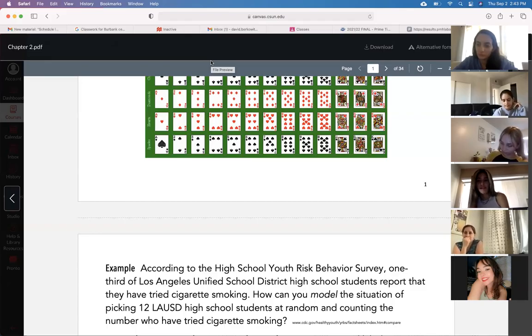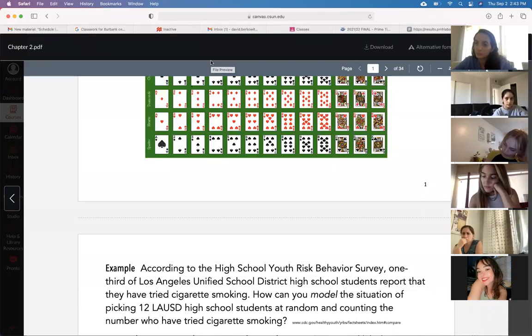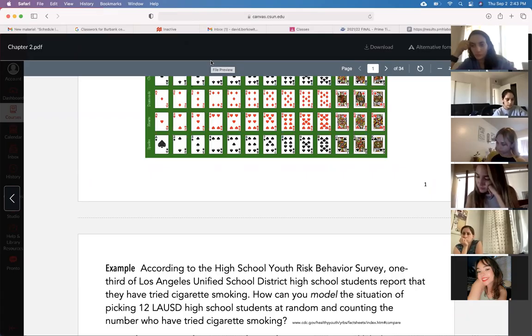So what I'm going to do is I'm going to simulate. I'm going to create a scenario where the probability is the same as the actual scenario, but uses a much simpler device to get the answer. So I'll shuffle, pick a card, shuffle, pick a card, shuffle, pick a card. And I'll do this 12 times. Every time I pick a card, it's like asking one student, do you smoke? The total number of aces is the total number of kids who said, yes, I smoke. The total number of 2s and 3s, the total number who say, nope, sorry, I don't smoke. Does that make sense?